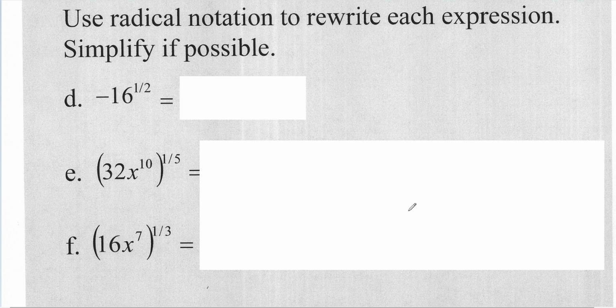Okay, what do we got? More of the same here. For D, use radical notation to rewrite each expression and simplify if possible. So this first one, I got a negative 16 raised to the 1/2 power. So I know my index is the square root, so this is going to be negative. I'll write my negative sign here, and then I can put my radical sign up. The 2 is here, the square root, so I really don't have to write the 2. You can if you want, because just the plain square root sign means that the index is 2. It's not written.